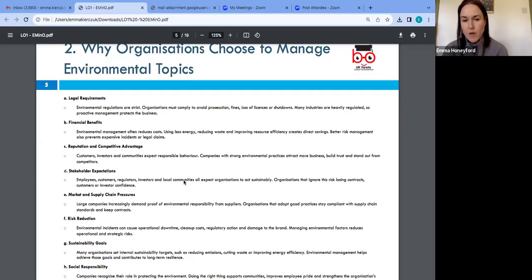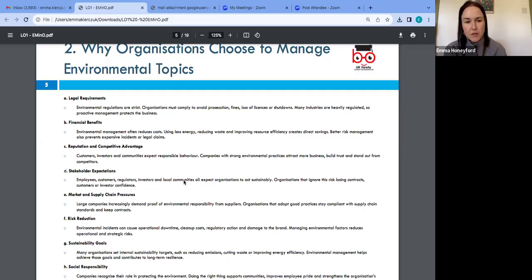It's really important that organisations adopt good practices to stay compliant with supply chain standards and to keep the contracts. In my experience of working within organisations, the supply chain is quite high up in terms of priorities, and each supply chain may be different. Some organisations may have a small supply chain, others a big complex one, and that's when it can get really complicated to track all of those different impacts.